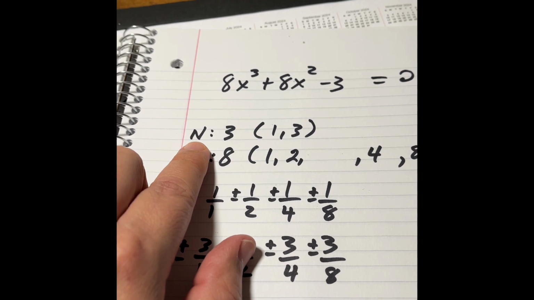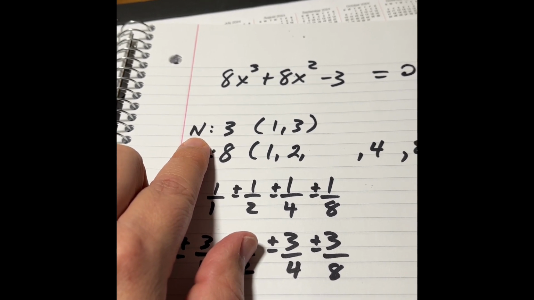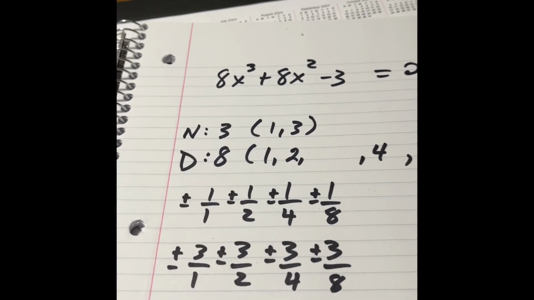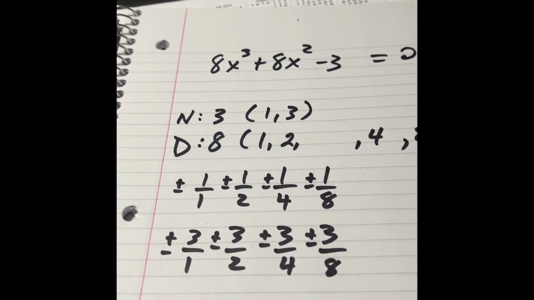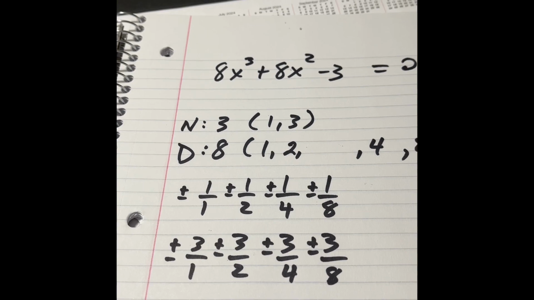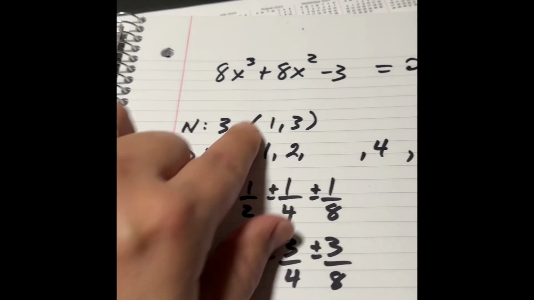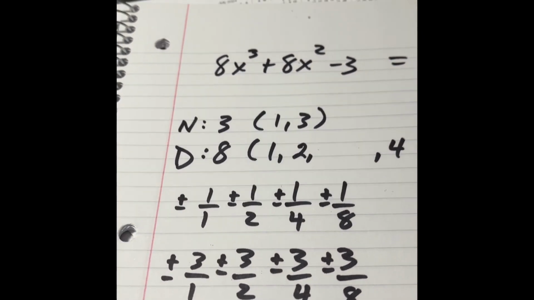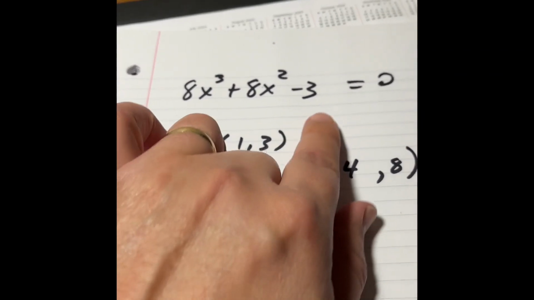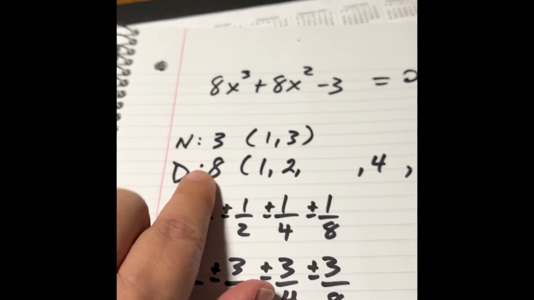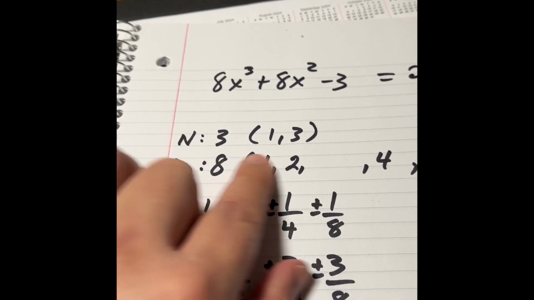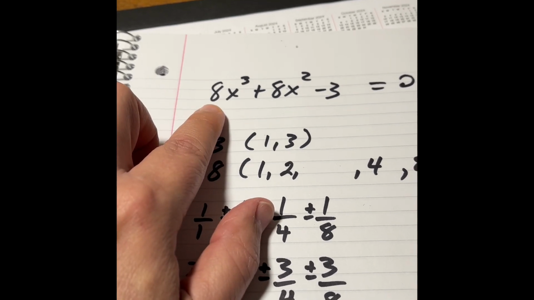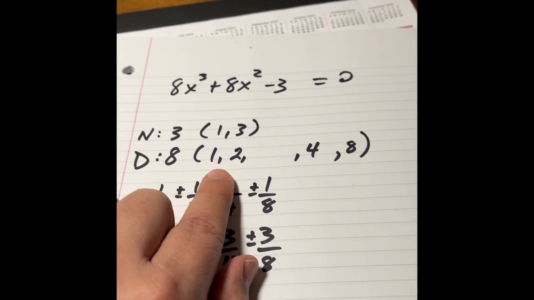So I have n for numerator. The rational root theorem has you create some fractions that are going to be possible rational roots to this equation, or solutions and roots to this equation. So I use 3 for the numerator. That's because of this 3 right here. And I write down the factors of 3. Well, they're 1 and 3. The denominator is going to be made up of factors of 8, which would be 1, 2, 4, and 8.